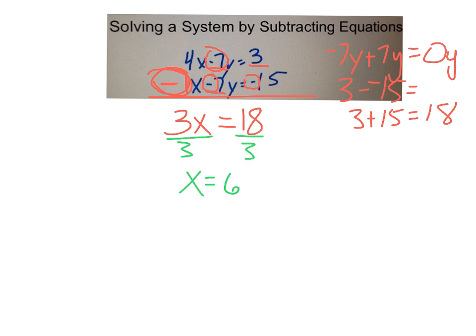Once again, I need to figure out what my y is yet. In this one, I'll probably plug it into the bottom one, slightly smaller numbers, not that it really matters one way or the other. So I'm going to put it there. That gives us 6 minus 7y equals negative 15.